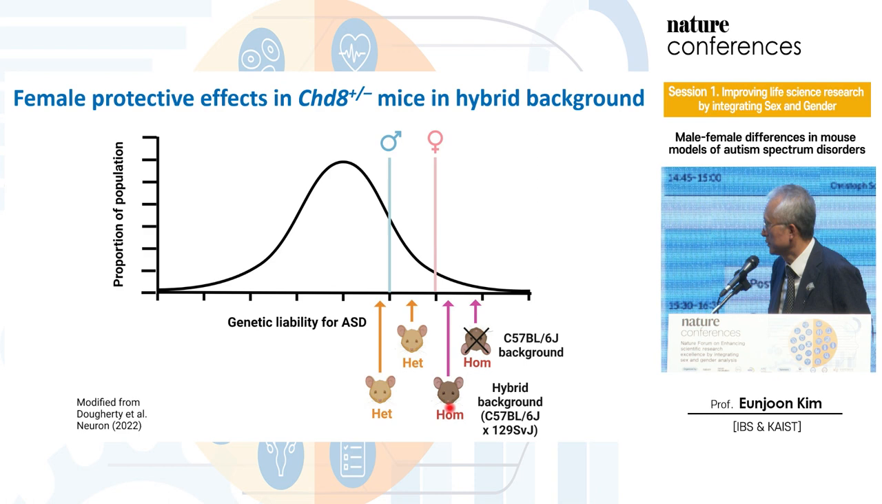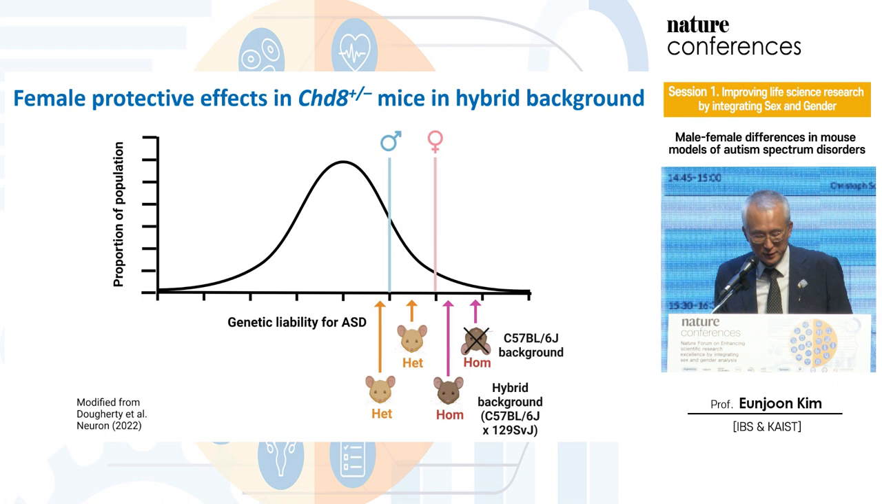And to my knowledge, this is the only viable homozygous CHD mutant mice in the world. Now we can compare the phenotypes from heterozygous and homozygous mutant mice. We were hoping that although these two points are left-shifted because of the general beneficial effects of a hybrid genetic background, the homozygote line falls onto a region where both male and female show phenotypes. And we were hoping that the heterozygote mice show less severe phenotypes.